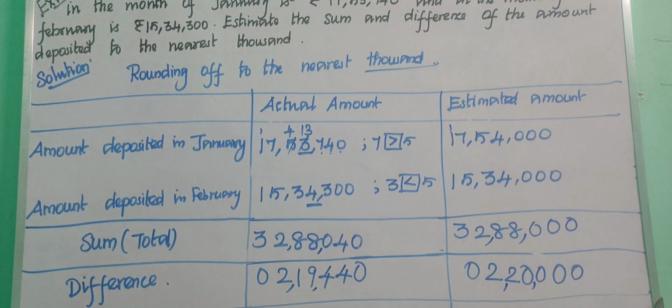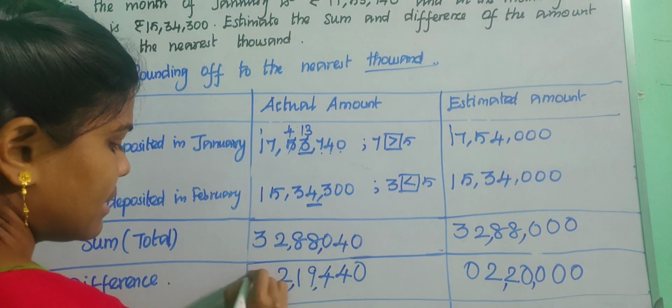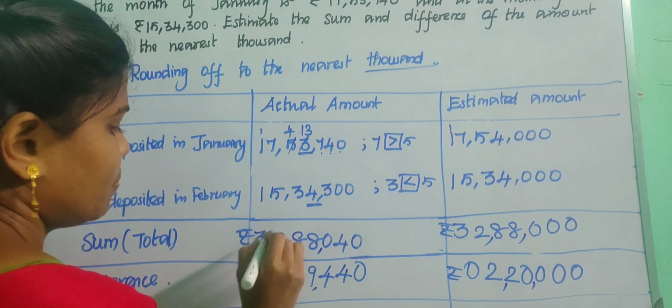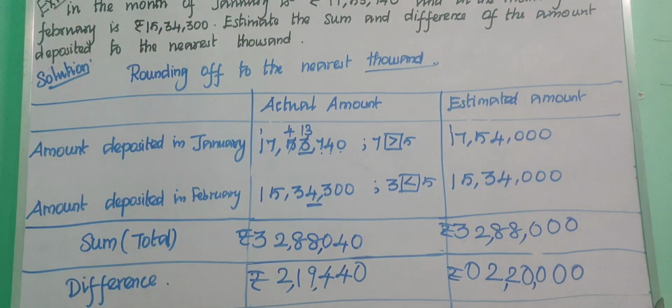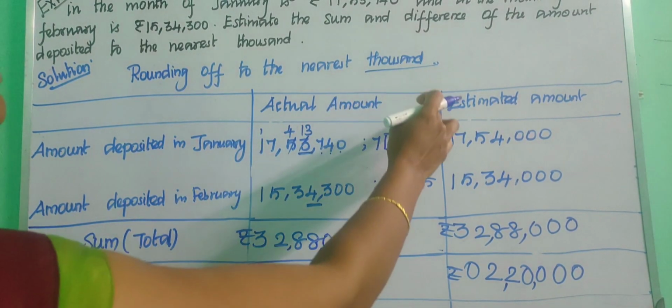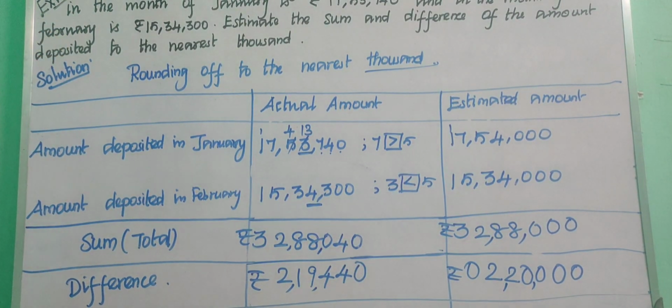2,20,000. Okay children, these are all the amounts. Just mention rupees. It is also rupees. So copy this in your classwork notebook. Very easy, right? We need to find the actual sum and actual difference, and also the estimated amounts sum and estimated amounts difference. Okay children, so copy this in your classwork notebook.